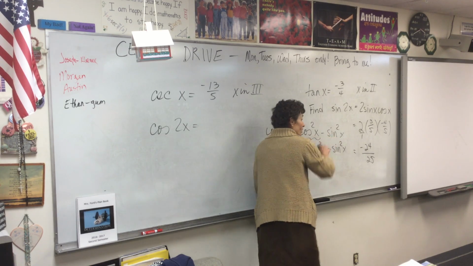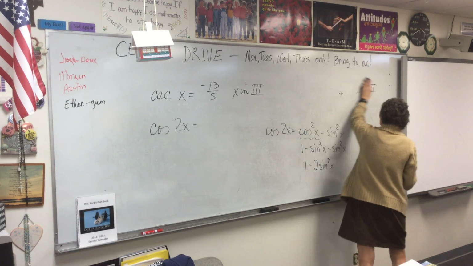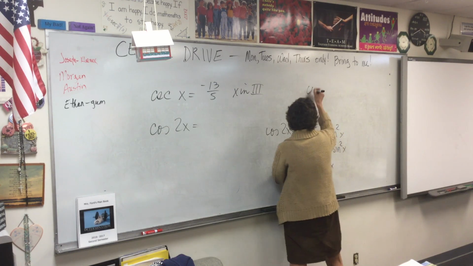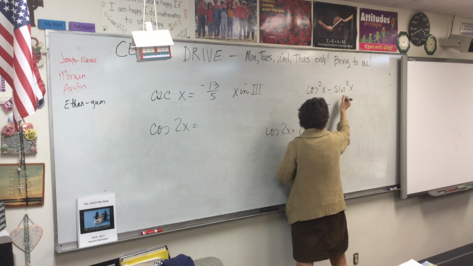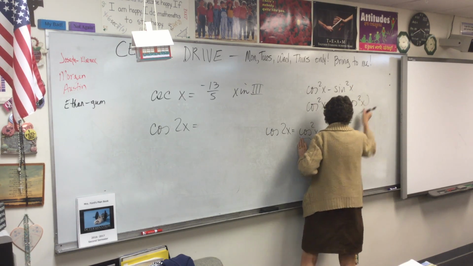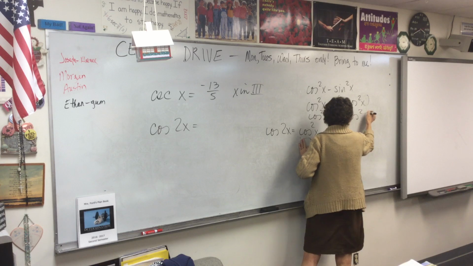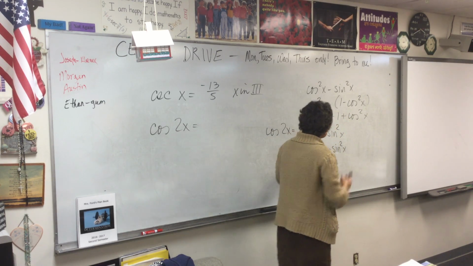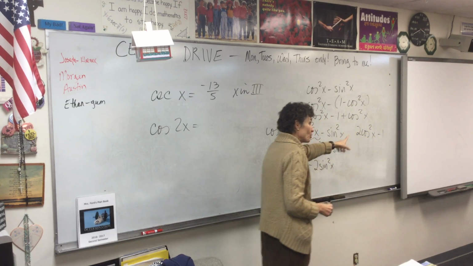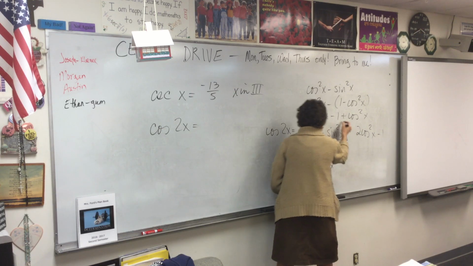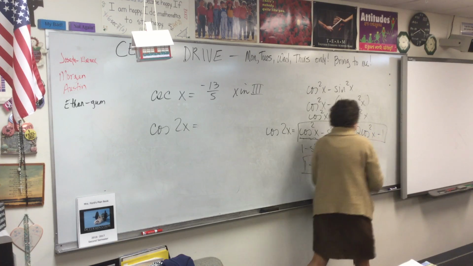Well, go back up here. What if I change my sine squared into 1 minus cosine squared? So I've got cosine squared minus sine squared. What if I changed this into 1 minus cosine squared? What's going to happen? I get cosine squared minus 1 plus cosine squared, which is 2 cosine squared minus 1, which is your third version. So this is the main one, but by manipulating, you can get this one or this one.